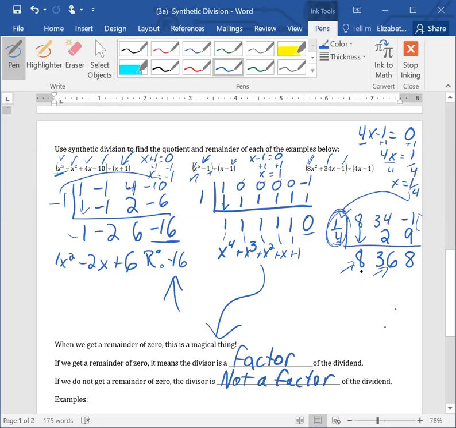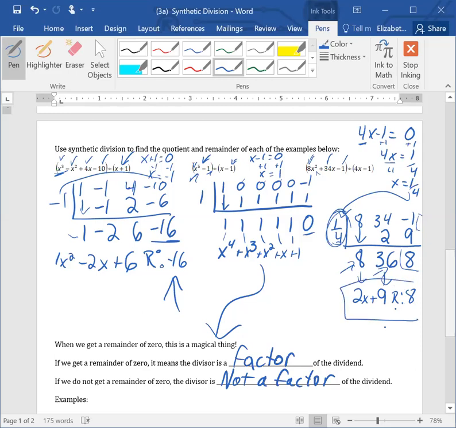That's my denominator. So 8 divided by 4 is 2. 36 divided by 4 is 9. This is my remainder. Remember, the last one's always the remainder. It just stays. So we started out with x squared was our big one. Our first one's going to be less than that. So 1 less than that, so this is going to be x. So 2x plus 9 with a remainder of 8 is my answer.